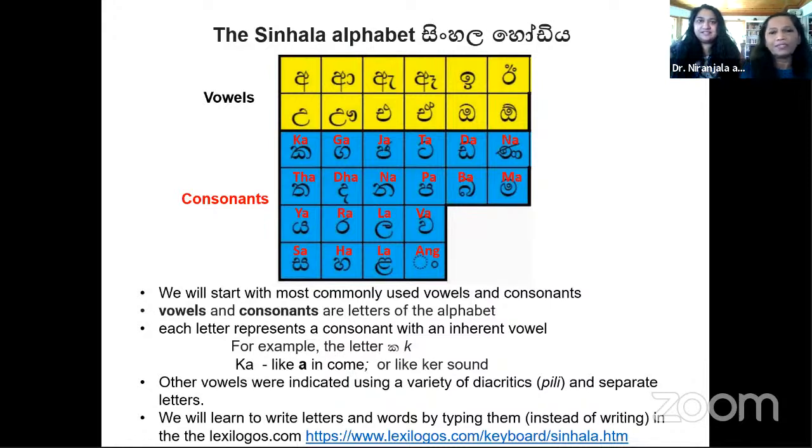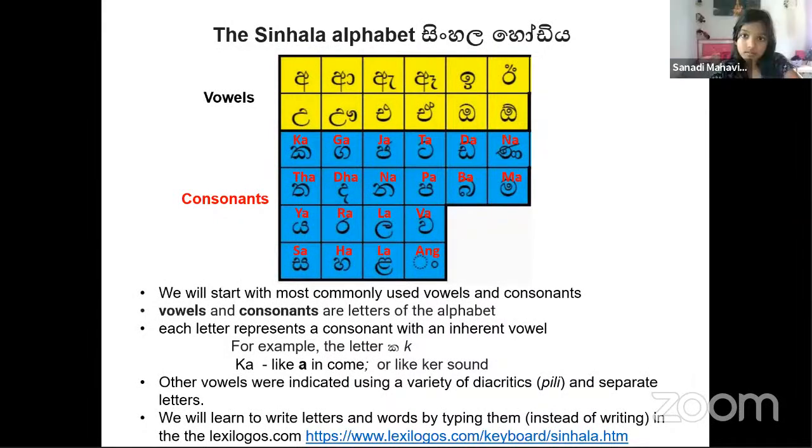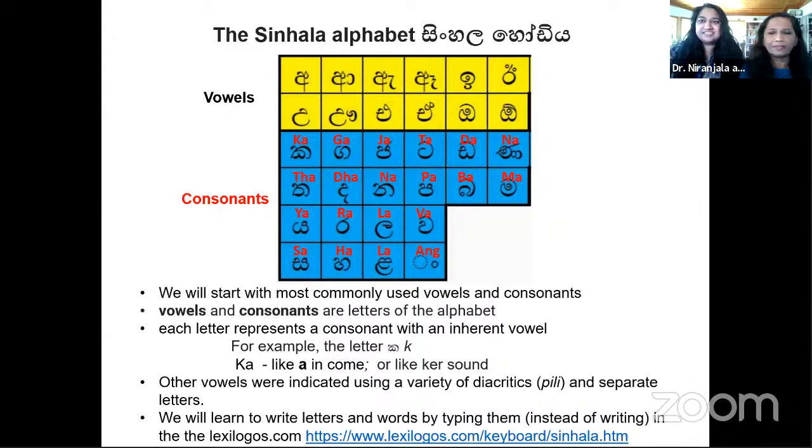Okay, so let's do consonants. Ka, ga, ja, ta, da, na, or you can also say k, g, j, t, d, n. Can you repeat after I say the letter? K, g, j, t, d, n.